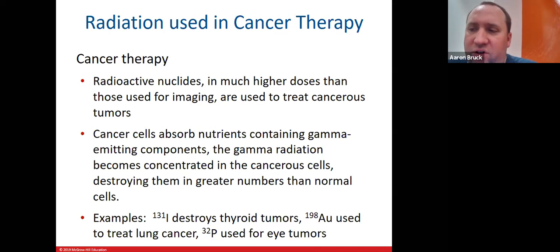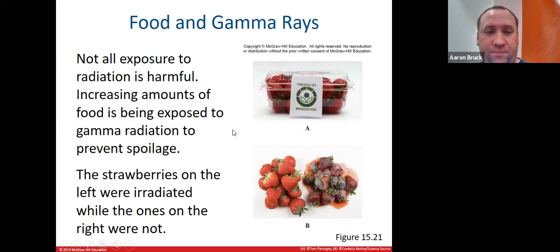Now, granted, there's usually collateral damage that comes along with radiation treatment therapy, where the cancer cells are destroyed in some cases, but so are some of the healthy cells around them, but to a much lesser extent. Some specific examples of this: iodine-131 is used for thyroid damage. Gold-198 rather is used in the treatment of lung cancer. Phosphorus-32 has been used for eye tumors. There are other examples out there as well.